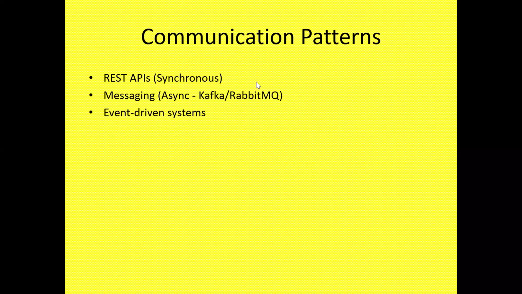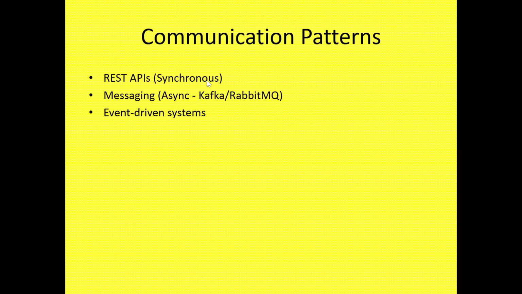REST API is a synchronous communication pattern. The API is asynchronous, but how you are communicating, transaction-based, is synchronous. Akshay? Yes, sir, I got it. Okay. So the messaging is Kafka or RabbitMQ, and then the event-driven mechanism. Did you get my point?